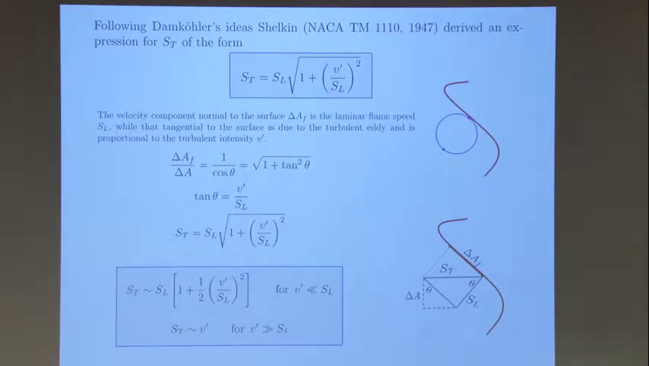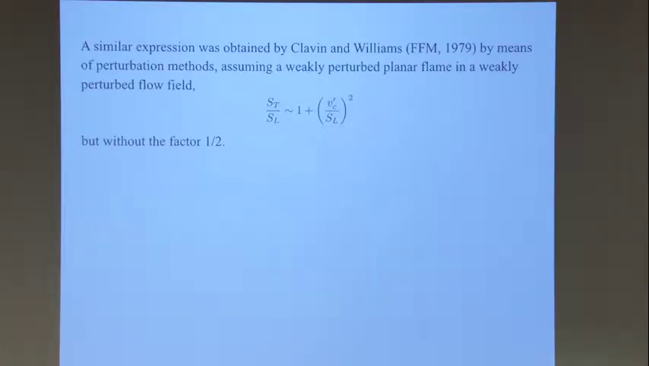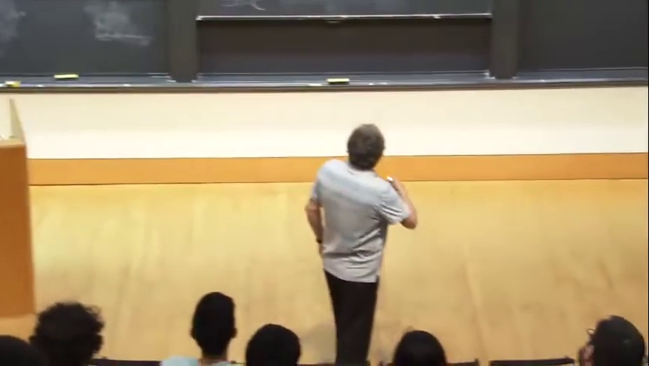And he argued that my expression is a bit more general than Damkohler because if you assume high intensity, 1 is negligible compared to V prime over SL, this is squared, you take the square root, the SL cancel, you get V prime, exactly what Damkohler suggested. And when V prime is small, then you expand this in a Taylor series, and the first term is 1 plus 1/2 V prime over SL squared, and so that's what you get. And so he argued that for small intensities, it has to be a quadratic behavior, and for larger intensities it is linear.